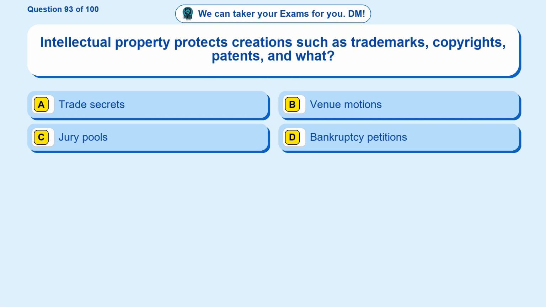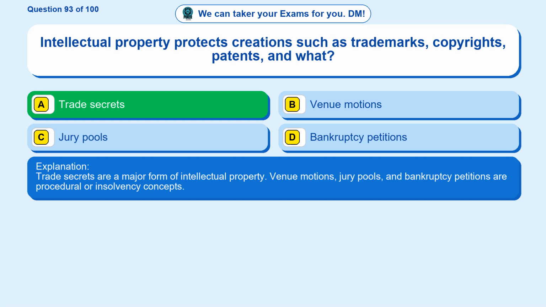Question 93. Intellectual property protects creations such as trademarks, copyrights, patents, and what? Option A, trade secrets. Option B, venue motions. Option C, jury pools. Option D, bankruptcy petitions. The correct answer is option A. Trade secrets. Trade secrets are a major form of intellectual property. Venue motions, jury pools, and bankruptcy petitions are procedural or insolvency concepts.